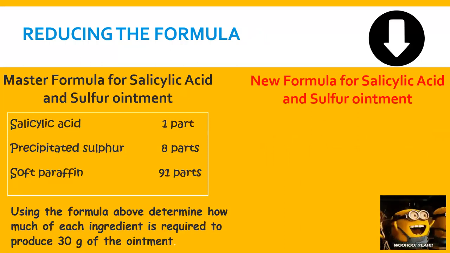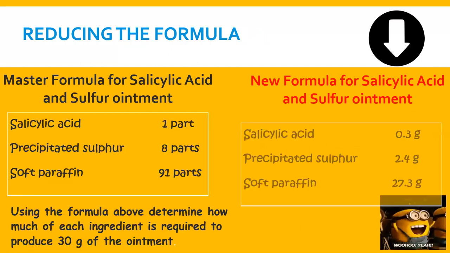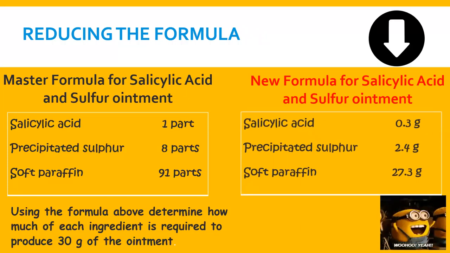So the tradition is that once we have calculated the amount of ingredients needed for the amount that is requested, then we write a new formula. And the new formula will state that in order for me to make 30 grams of salicylic acid and sulfur ointment, I'm going to need 0.3 grams salicylic acid, 2.4 grams of precipitated sulfur, and 27.3 grams of soft paraffin.